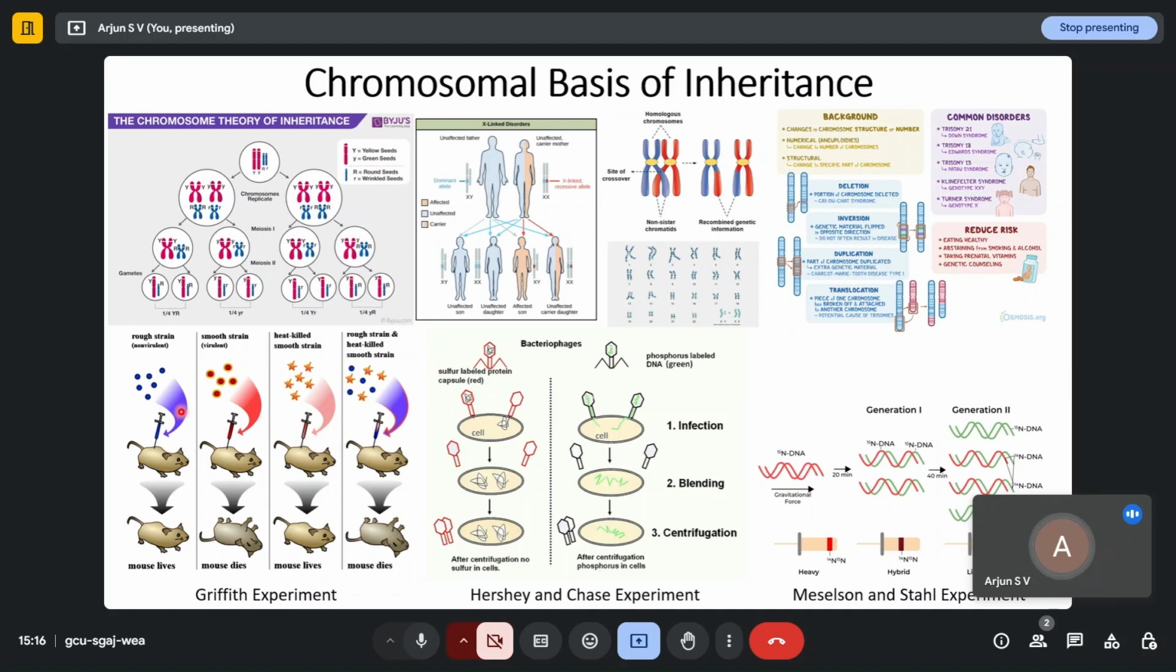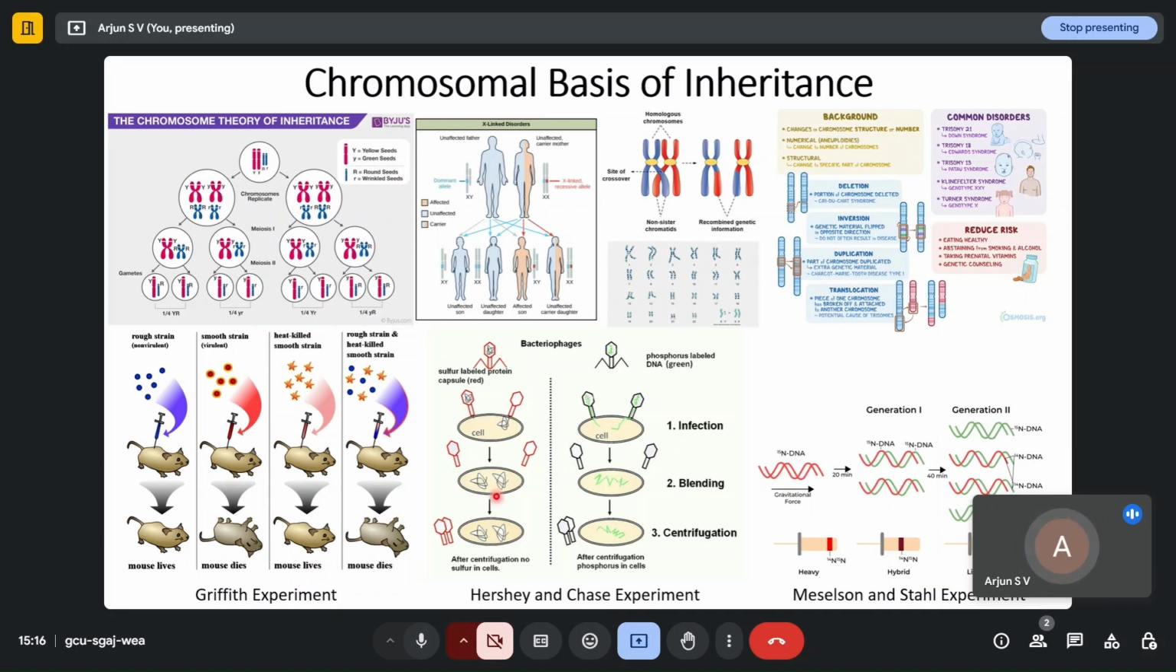And then towards the end of the lectures, we also saw more about the classical genetic experiments, where we discussed the Griffith experiment, the Hershey and Chase experiment, and the Meselson and Stahl experiment. The Griffith experiment was performed to prove that something is being passed on from generation to generation as genetic material.